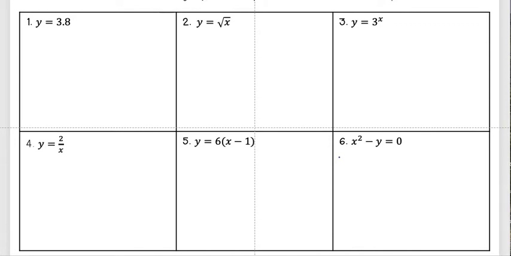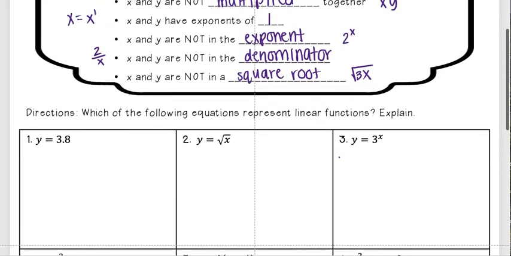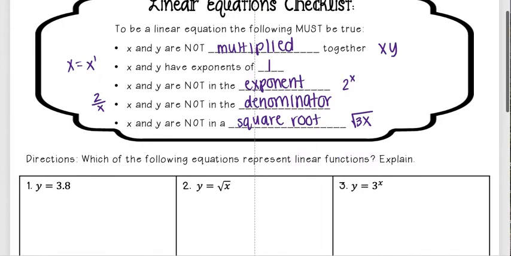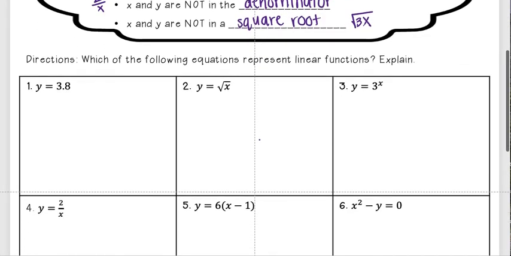Well, x is not in there, which is fine. So y is just really a constant. So looking up here, x and y are not multiplied together. X isn't even there. X and y have exponents of 1. Yep. They're not in the exponent, they're not in the denominator, and they're not in the square root. So this one is in fact linear. So anytime you have just y equals some number, or if I had x equals some number, that will be linear.